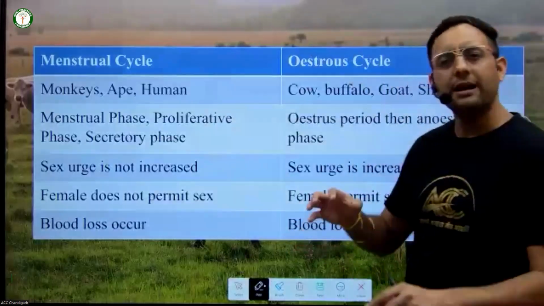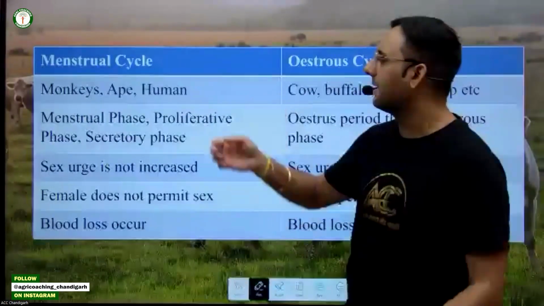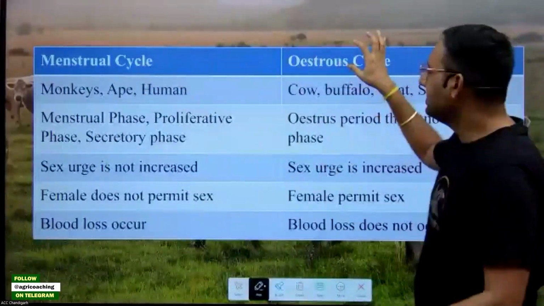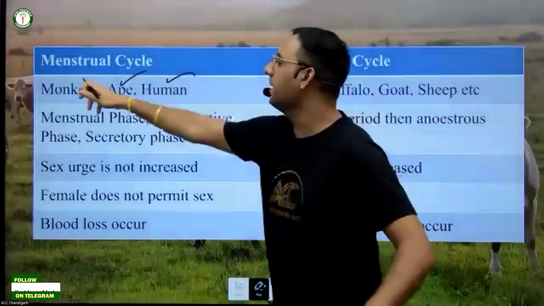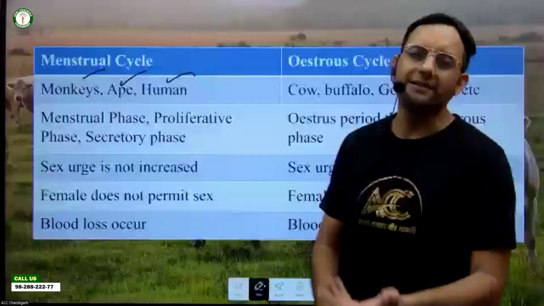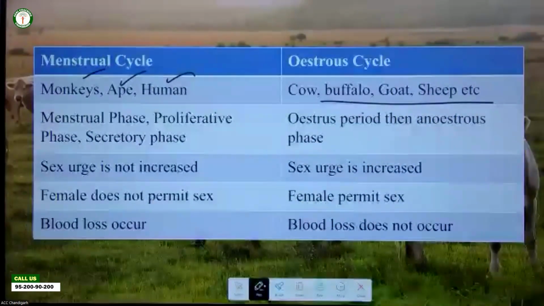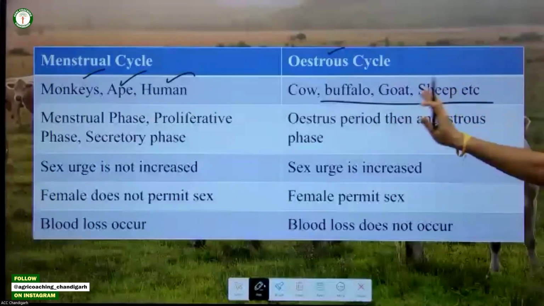But in case of animal, as I told you, it will happen at 21 days of difference or 21 days of cycle. In case of human, it is 28 days of cycle. So that is menstrual cycle. This one is known as estrous cycle. Menstrual cycle will occur in human. Along with the human, you will experience the same in monkeys and apes. This will occur in all the animals, cow, goat, buffalo, sheep, and all other animals. Everyone will be having this cycle, and this cycle will be termed as estrous cycle in animal.